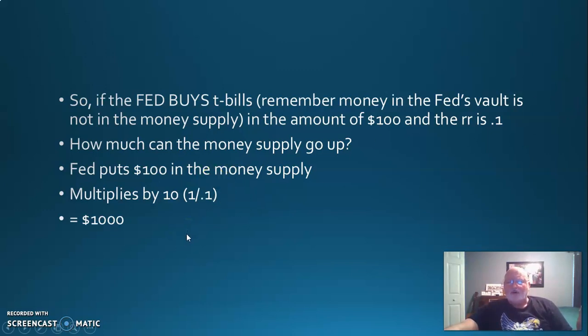By the way, this works both ways. If the Fed raises the discount rate or raises the reserve ratio, that means banks can loan out less. And so there's less money out there being multiplied. And the same thing, the money supply is going to go down, raising interest rates.